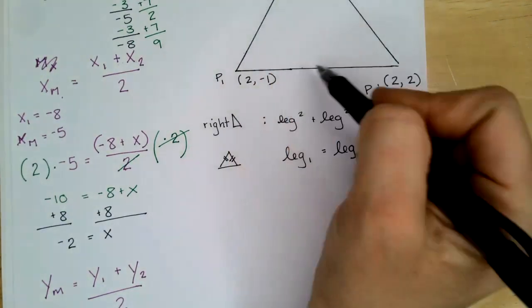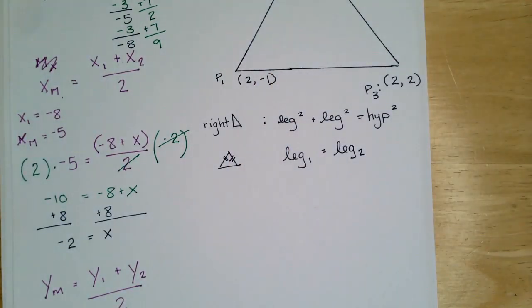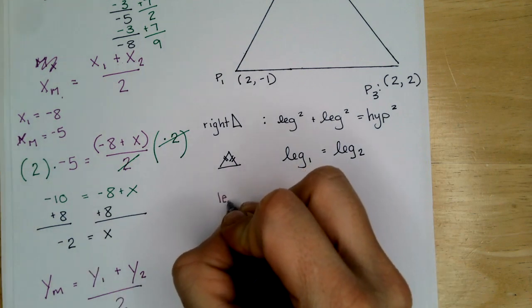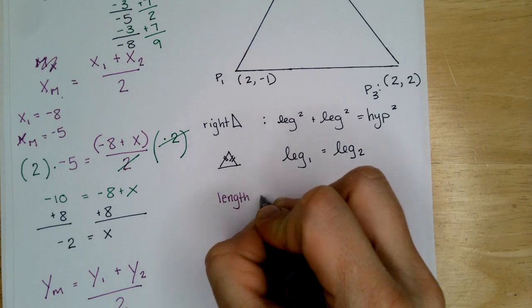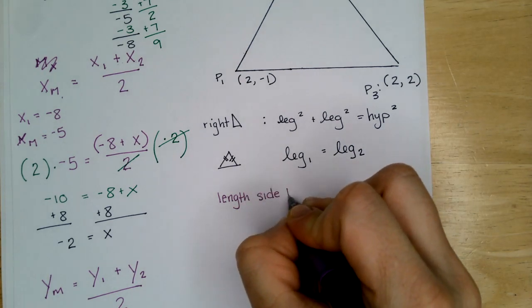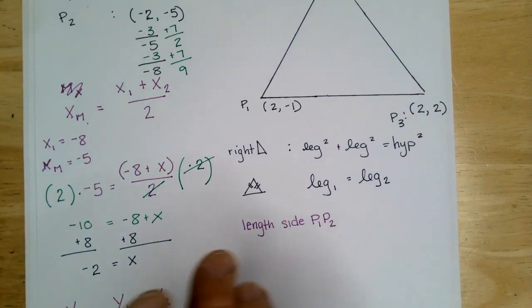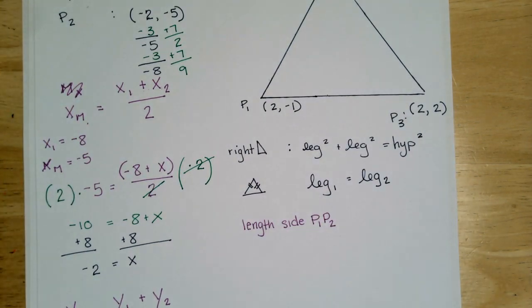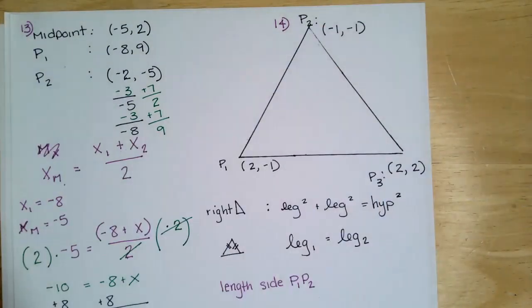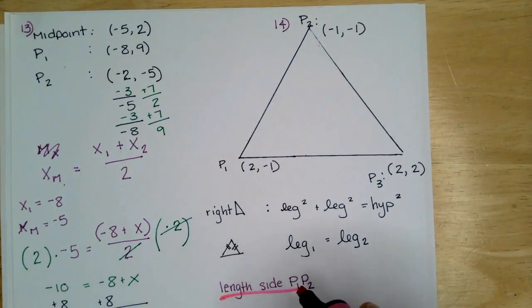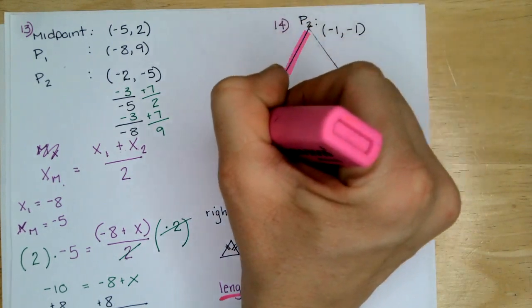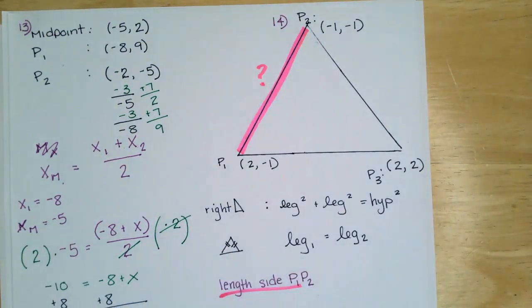Basically, it's just asking us to find each of the sides and see if we notice anything about it. The way that MyMathLab does it is they ask for the length of side P1, P2. All they're asking is, what is the length of this?